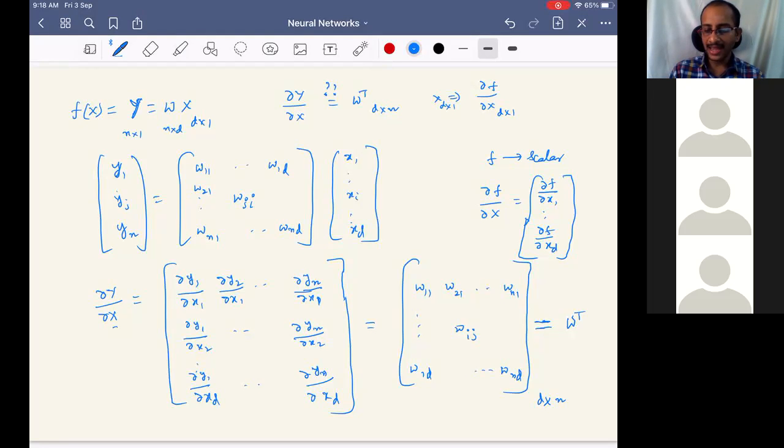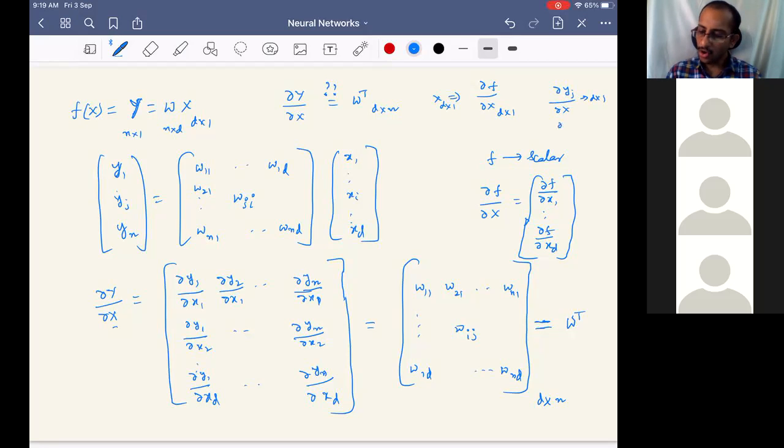Now, if dou f by dou x where f is 1 cross 1, then it is d cross 1. If y is n cross 1, then you get a matrix derivative, right? So a vector by vector derivative is a matrix. You should know that. But if I take only one component of y, say dou yj by dou x, what dimension will it be? It will be a column matrix, d cross 1. That's all. Very good.